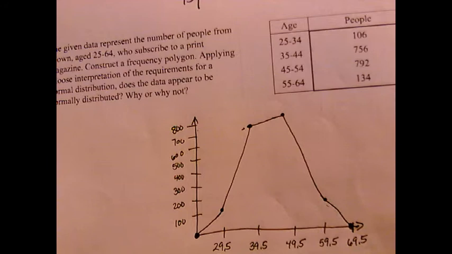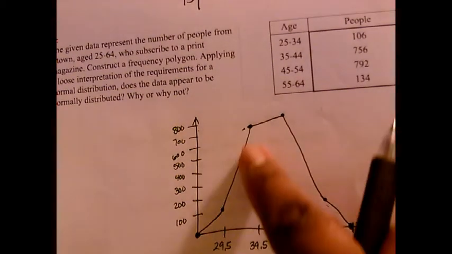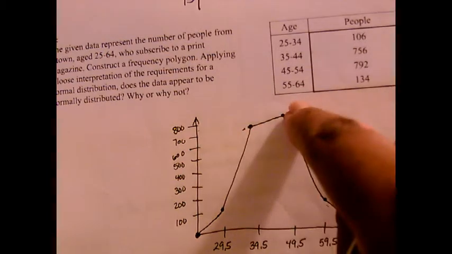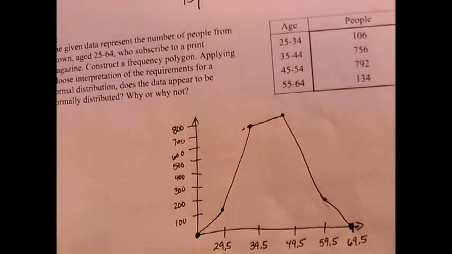And does the data appear to be normally distributed? Okay. In this case, we can say that it is roughly a normal distribution because it starts off with a low point, then increases to the largest, and then starts declining. So this will be a rough example of a normal distribution for this particular graph.